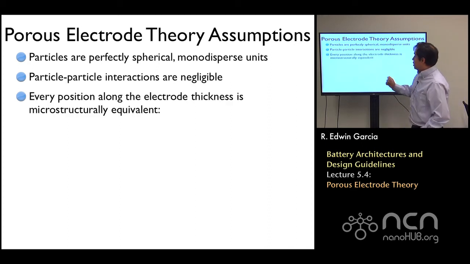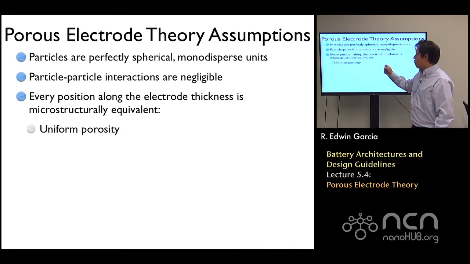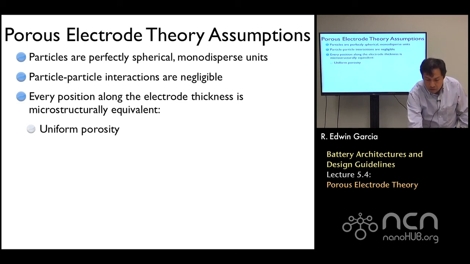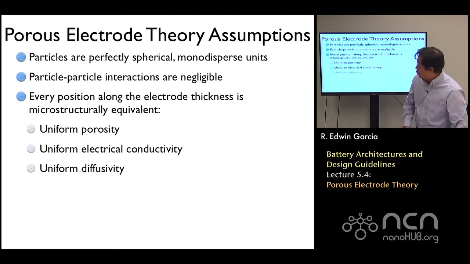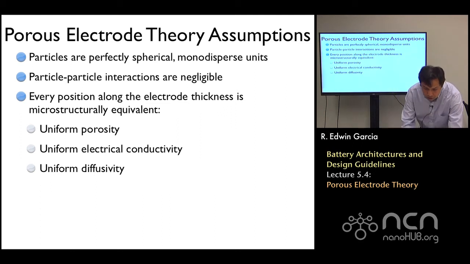Now, there's a big assumption that every position along the electrode thickness is microstructurally equivalent, which means that we have uniform porosity, which, as we have learned, is not necessarily true. We have uniform electrical conductivity, okay, as we know, you can have clumps of particles and open spaces that will impact the performance, and we're assuming uniform diffusivity, which also might not necessarily be true.